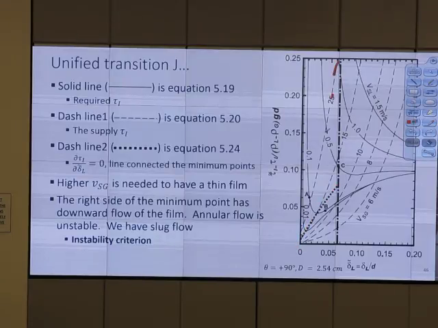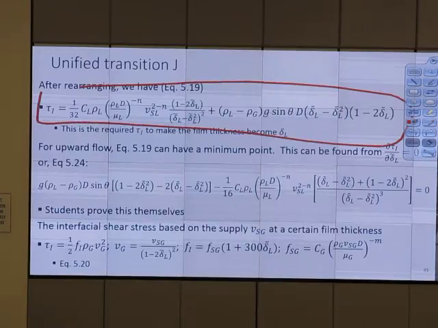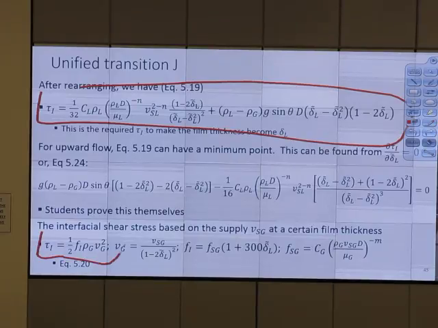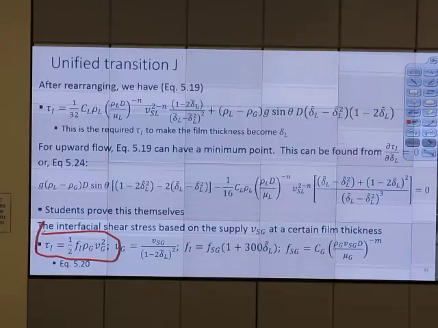Now take a look at the dashed line. Tau I, this thing gives us the solid line. The solid line from the combined momentum equation is the required interfacial shear stress to make that kind of film thickness. Okay. Now let's take a look at this equation, 5.20. 5.20 is the dashed line. So this is the supply shear stress, based on Vg or gas velocity.